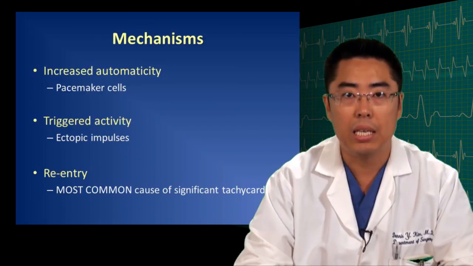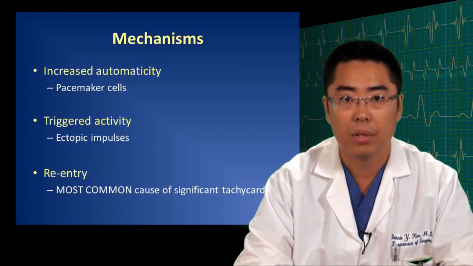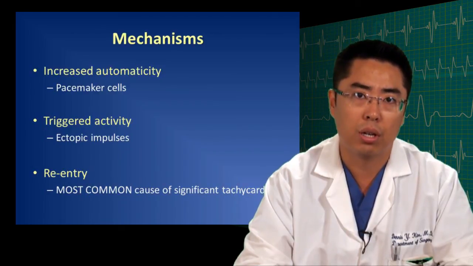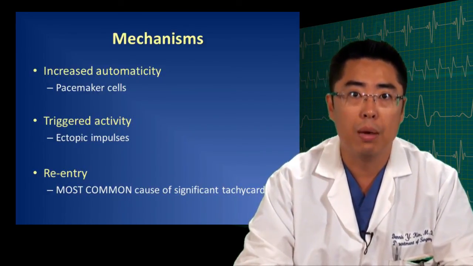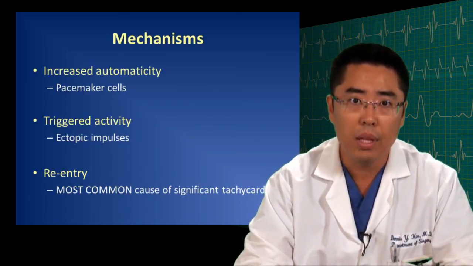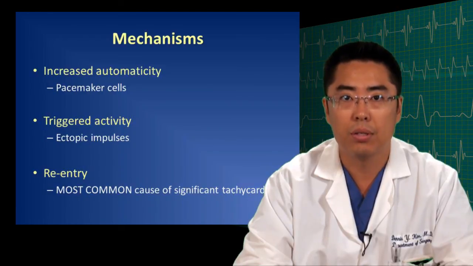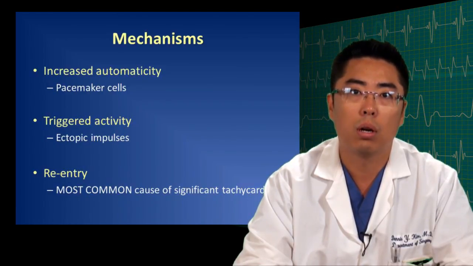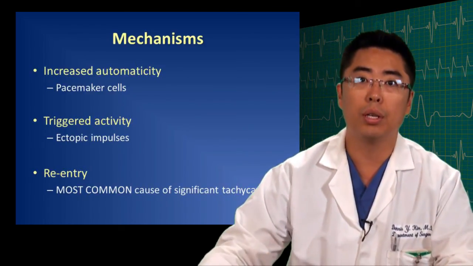Increased automaticity may arise from myocytes which are not normally arrhythmogenic. Triggered activity usually occurs in the setting of depolarization during the repolarization of a previously formed impulse, which results in an arrhythmia, which may be sustained or non-sustained. Re-entry is the most common cause of tachyarrhythmias and is responsible for the more commonly seen tachycardias such as atrial fibrillation, atrial flutter, and others, including PSVT.